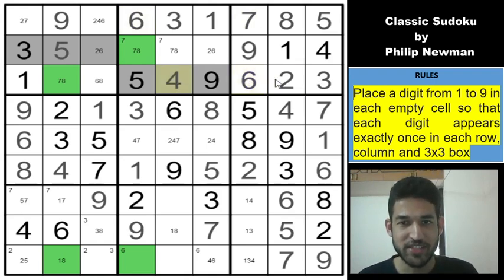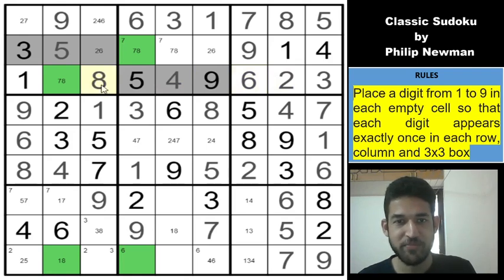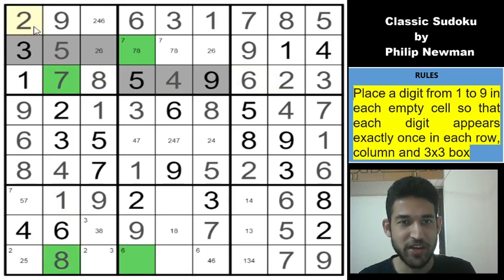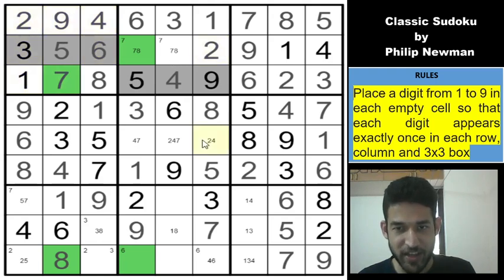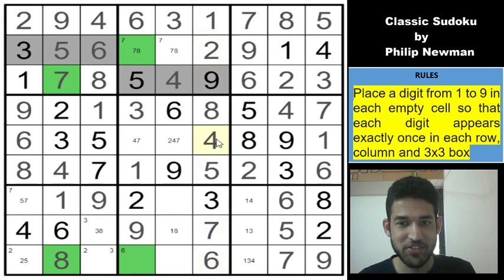So 4 and 6. Okay, so that gives an 8 here, which means this is a 7. And that 7 gives a 1 here and an 8 here. So 7 gives a 2 here, a 6 here and a 4 here. Box 1 is completed. So this 6 gives a 2 here, a 4 here and a 6 here. Column 6 completed. So 4 gives 7 and a 2.